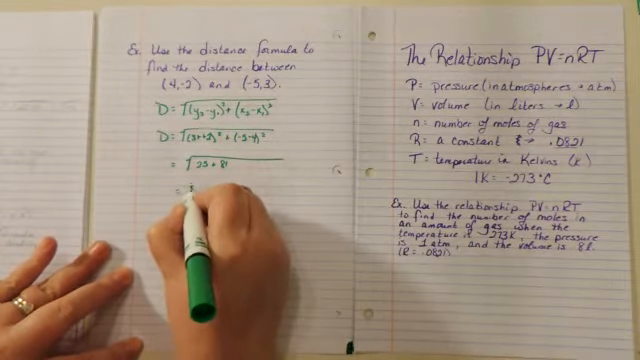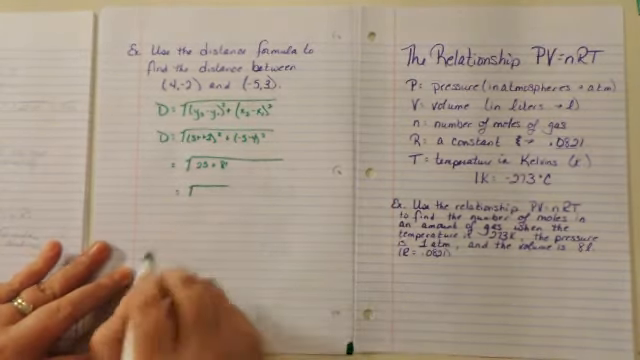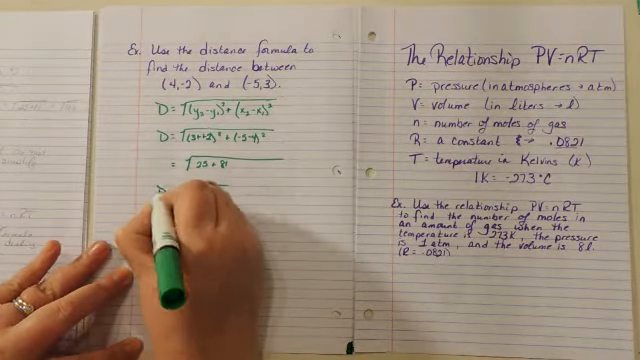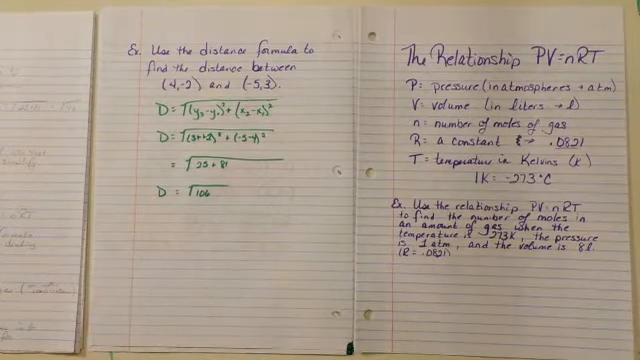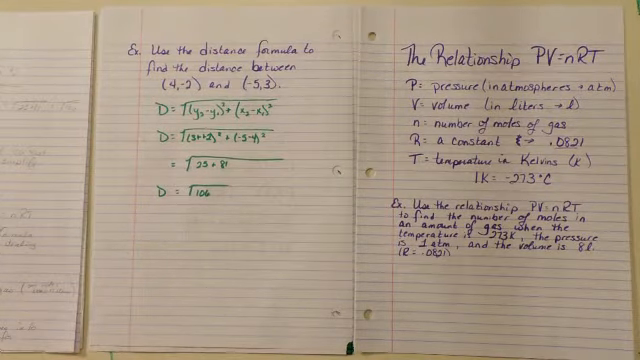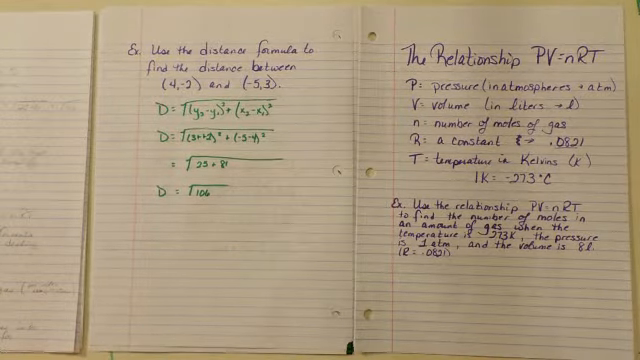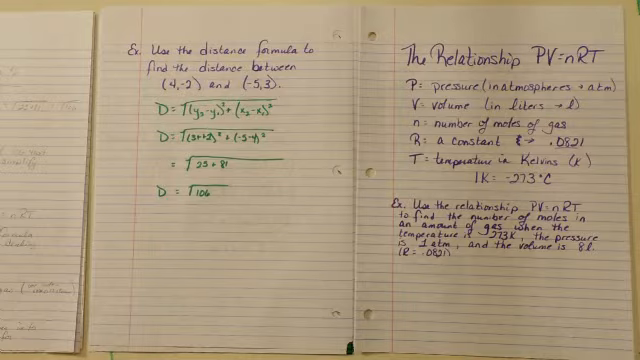So that equals 106. Distance equals the square root of 106. And there are no nice factors of 106 that are squares. Nope. So that's going to be our answer.